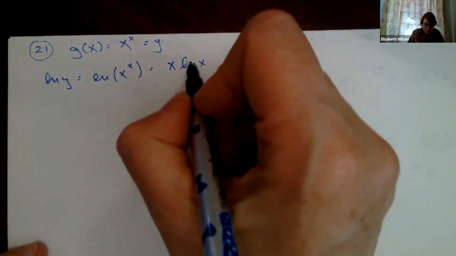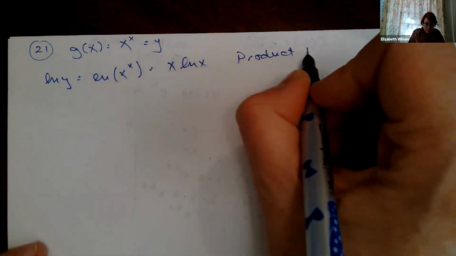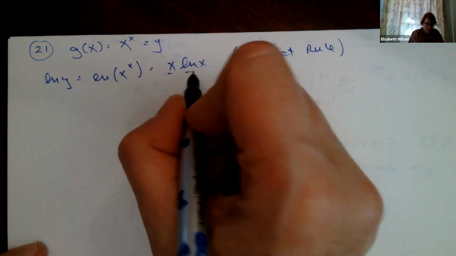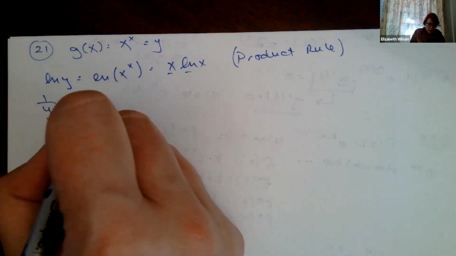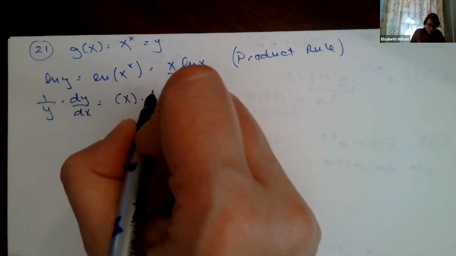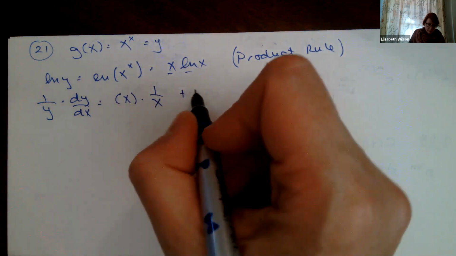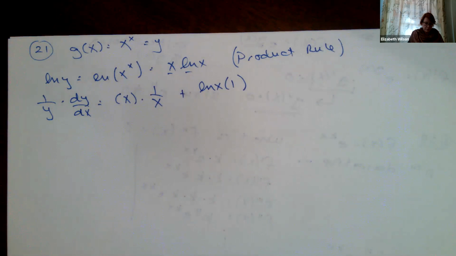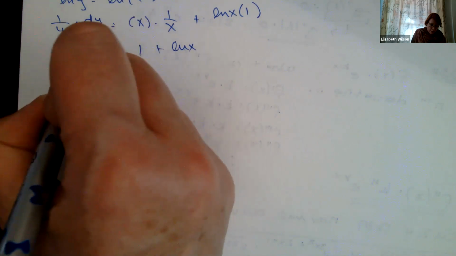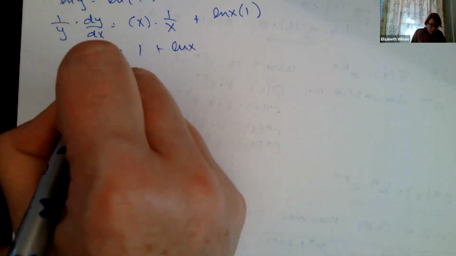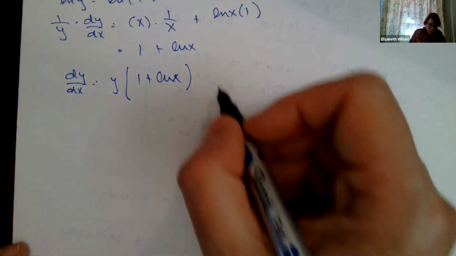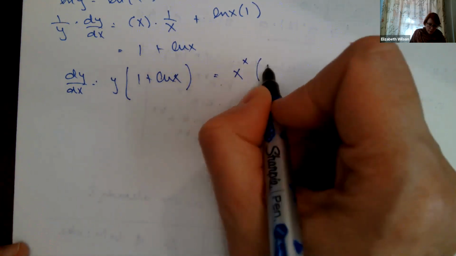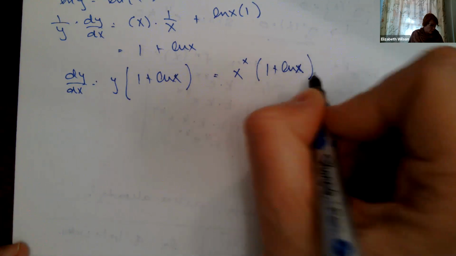So when I go to do the derivative, I have to be thinking product rule. When I want to take this derivative here, now take the derivative of both sides: 1 over y times dy/dx, product rule. So the first times the derivative of the second, plus the second times the derivative of the first. So this is equal to 1 plus ln x. Now I have to solve for dy/dx. So dy/dx equals y times 1 plus ln x. Now I have to substitute back in, which is going to equal x to the x times 1 plus ln x. And you can just leave it.